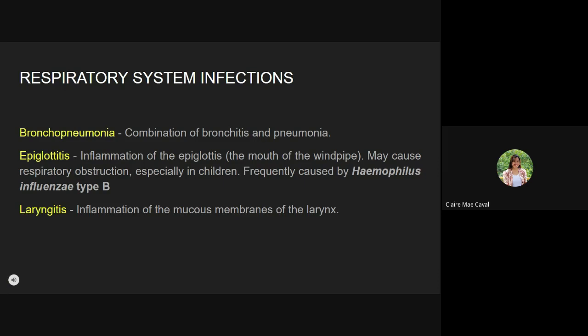Next is laryngitis. Your laryngitis is the inflammation of the mucous membranes of your larynx or the voice box. Laryngitis is an upper respiratory tract infection. It's usually associated with the common cold or influenza syndromes. Infections have identified that laryngitis is associated with methicillin resistant Staphylococcus aureus and Candida species.